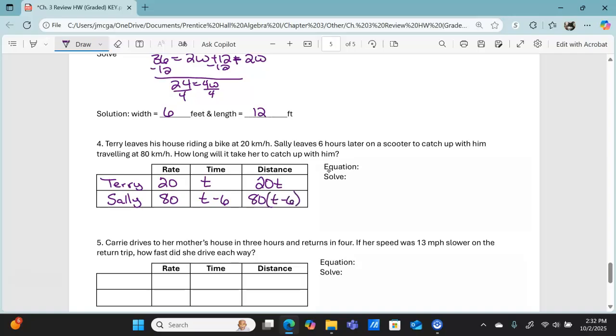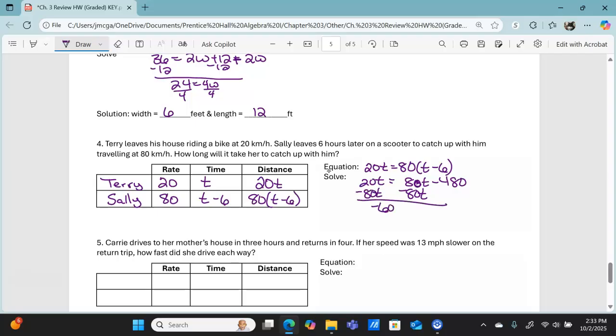Now, he leaves his house, and then she leaves the same house. And they want to know, when do they catch up? When does she catch up with him? So their distances are equal. They're not adding up to something this time. So 20t equals 80 times t minus 6. 80t minus 480 equals 20t, using the distributive property there.